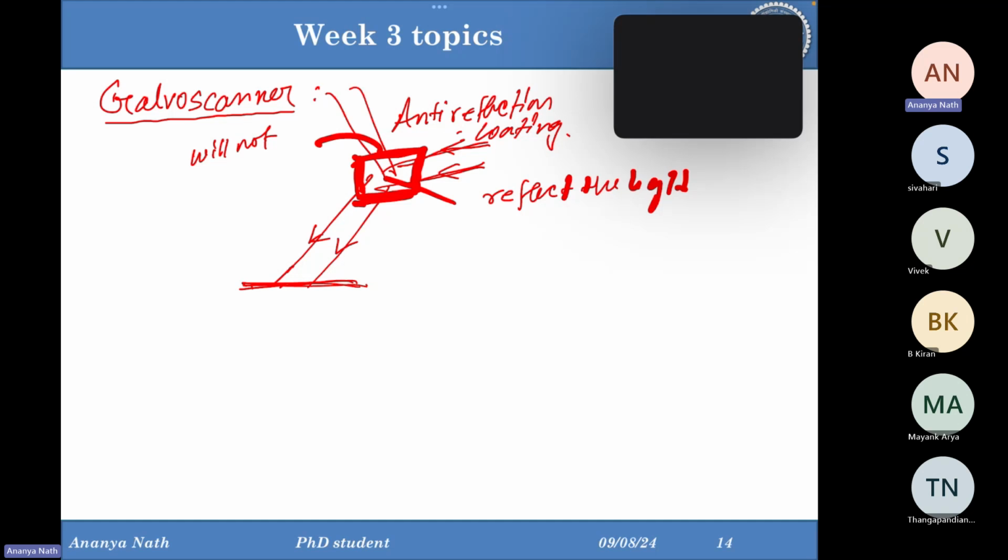In DED also these days people are using galvo scanner in a few cases just to project the laser light over the build plate. So galvo scanner is used to move the laser beam over the build plate at a fast speed, very rapidly, which a CNC cannot do. So you can write down this point: the main advantage of using galvo scanner is that it can move the laser beam very rapidly.